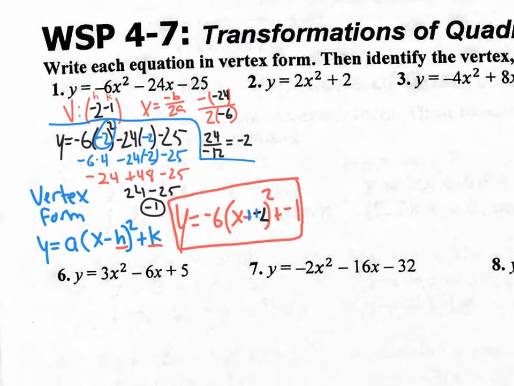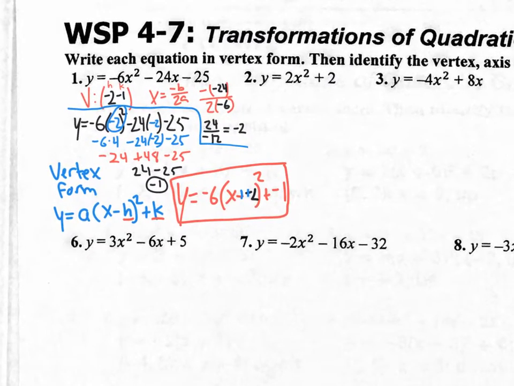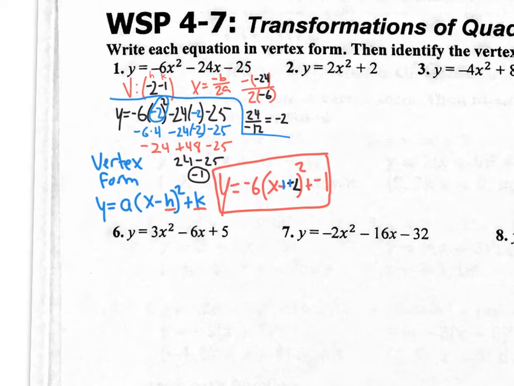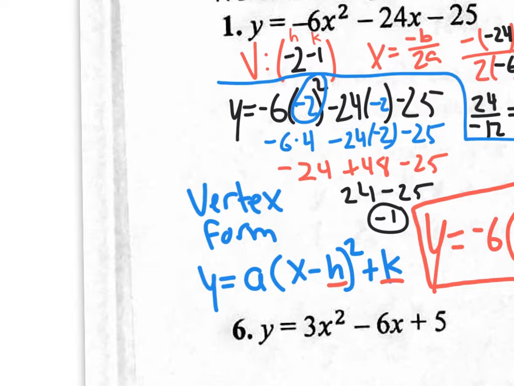And then they want you to identify the vertex. Well, we already did that. We found that the vertex was negative 2, negative 1. Then it says identify the axis of symmetry. The axis of symmetry, remember, is your x value. Okay, so let's jot that down.